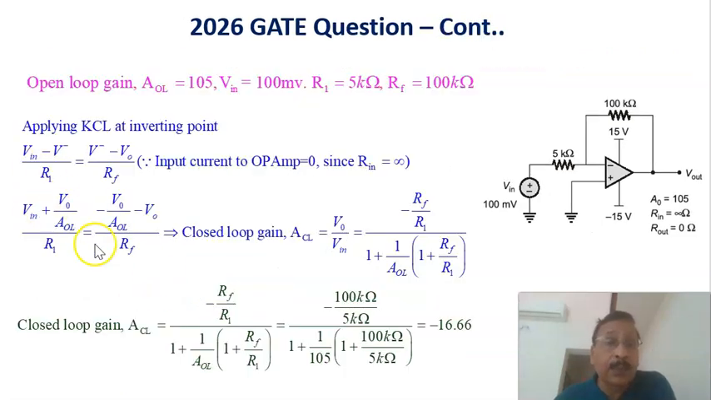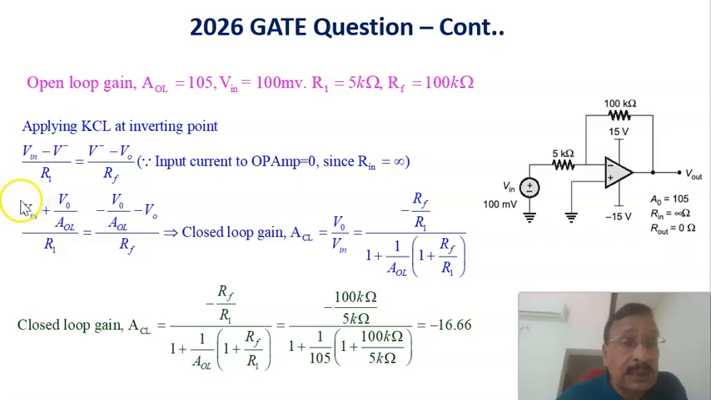Now continuing the same problem, the open loop gain is given, the input resistance R1 is given, RF is given. As we have seen in the previous slide, we applied Kirchhoff's current law to this node. The current coming in is equal to the same current flowing through the feedback, because the input current is 0. Therefore V in minus V minus divided by R1 is equal to V minus minus V0 divided by RF.